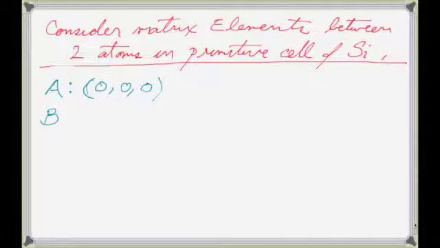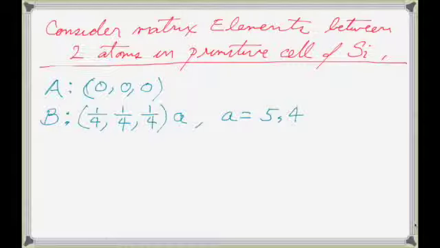and the B atom is offset by a quarter times the lattice constant a. And in silicon, a is 5.4 angstroms. So a is just the side of your cubic unit cell in silicon. So this is a, the side of your cubic unit cell.